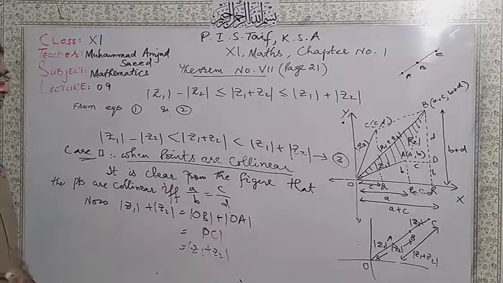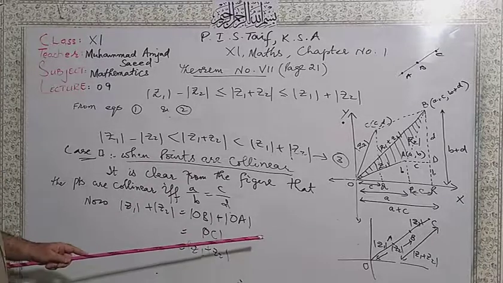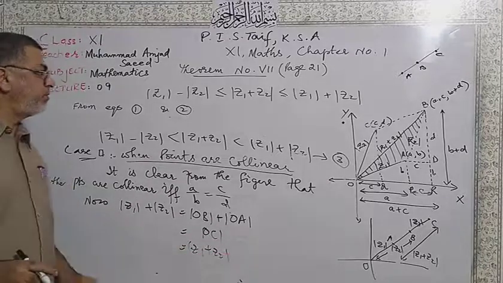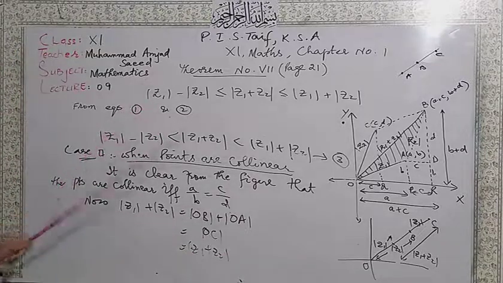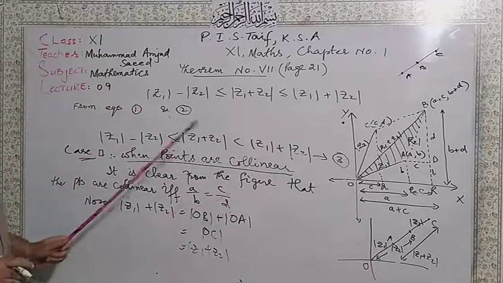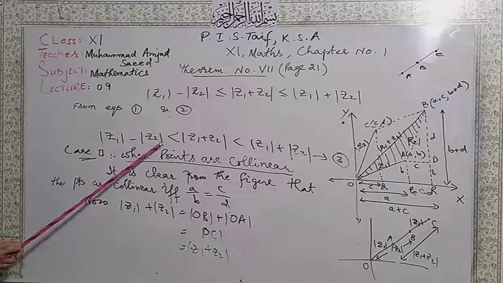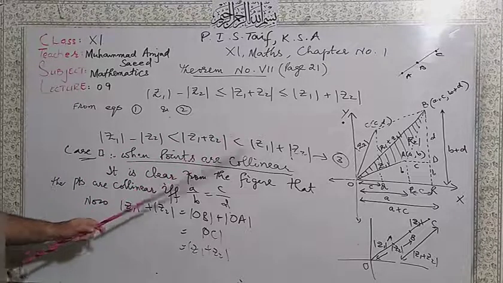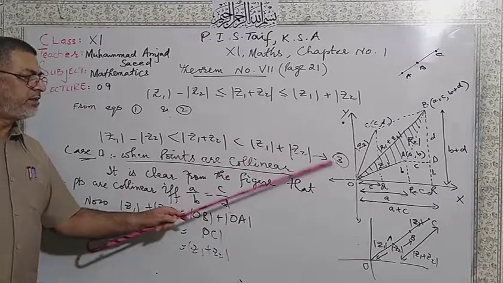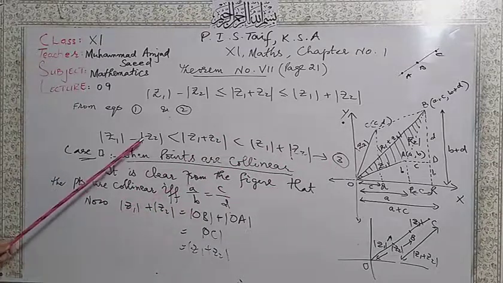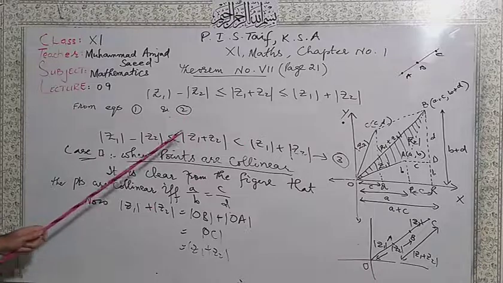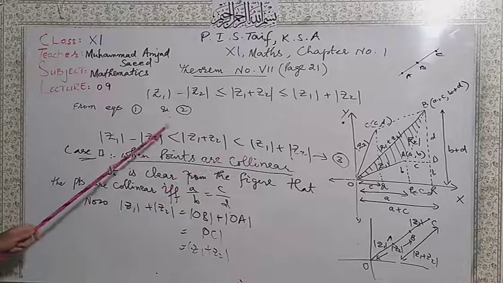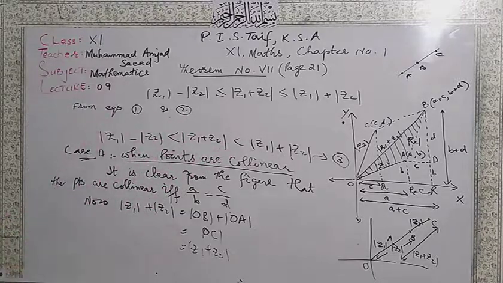Now we are moving to this question. Here we have equation number 1 and 2. By combining equation 1 and 2, we get that |Z1| minus |Z2| is less than |Z1 + Z2|, which is less than |Z1| plus |Z2|. That is equation number 3. Here you can see the inequality sign.